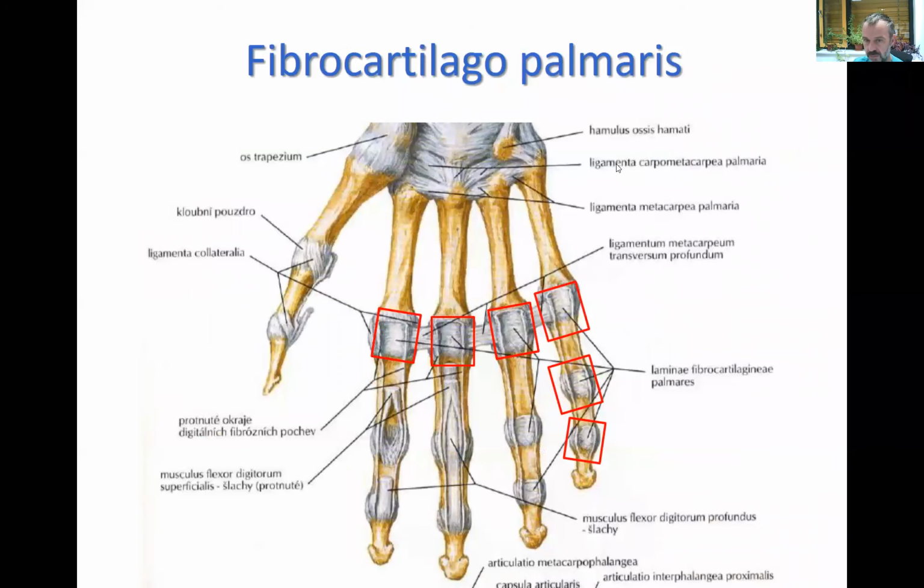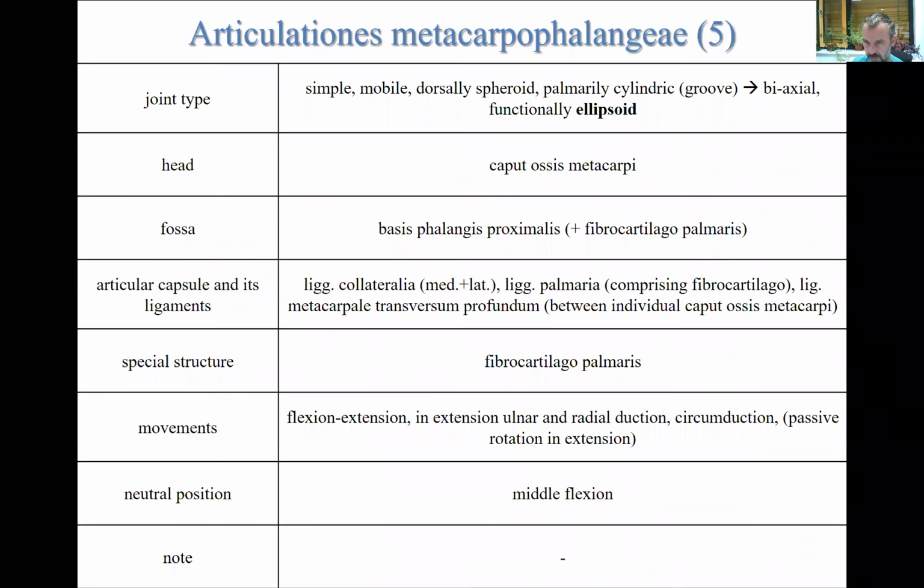When we come back here, this joint is functionally ellipsoid. Yeah? And again, on video, we can see. So what you are able to perform with this joint: flexion, extension, and what about the other axis? You are able to perform the passive rotation. That's why it's a dorsally 3-axial joint. And you are able to perform abduction and adduction.